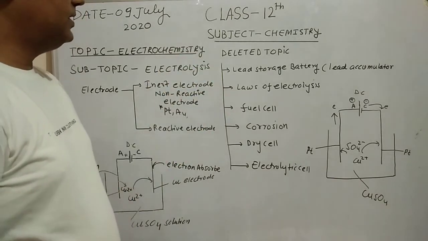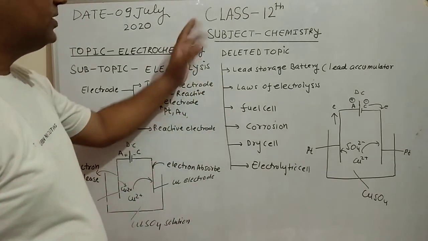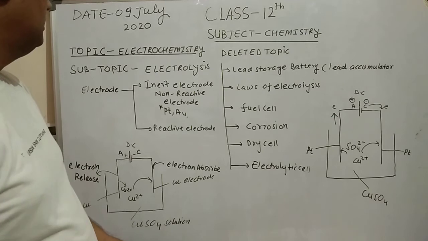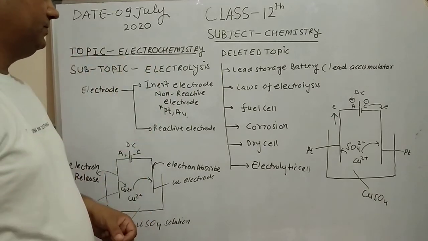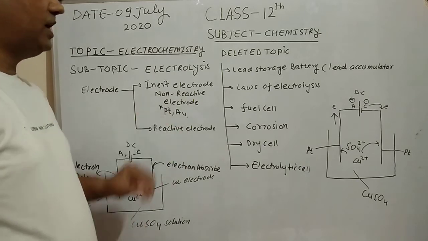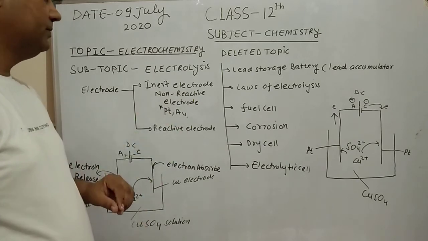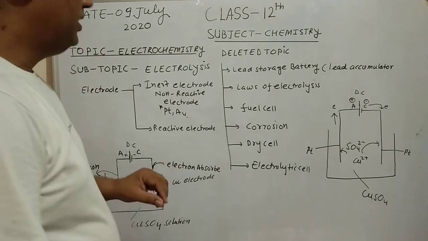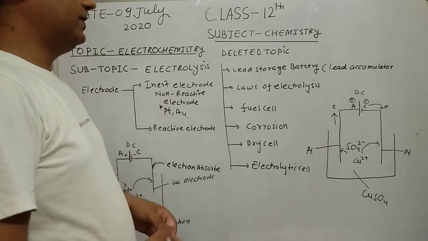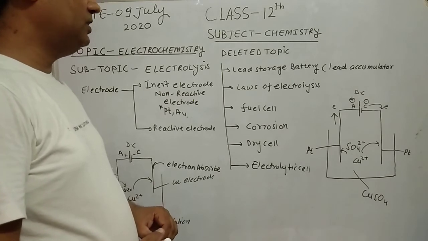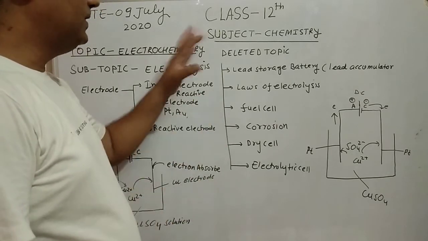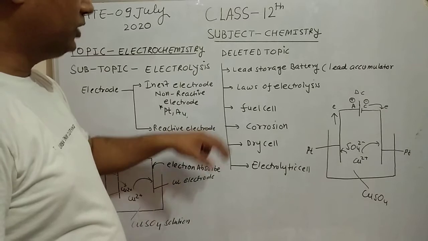Today I am going to discuss chemistry of 12th class and the topic is electrochemistry. But before starting the topic, I want to discuss the topics deleted by the CBSE in electrochemistry. What are the topics which were deleted by the CBSE in electrochemistry?